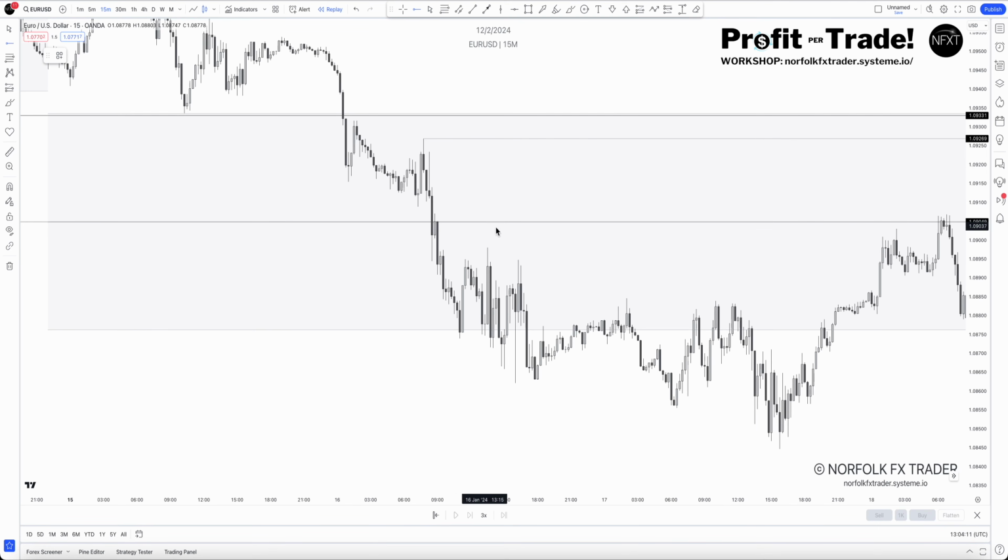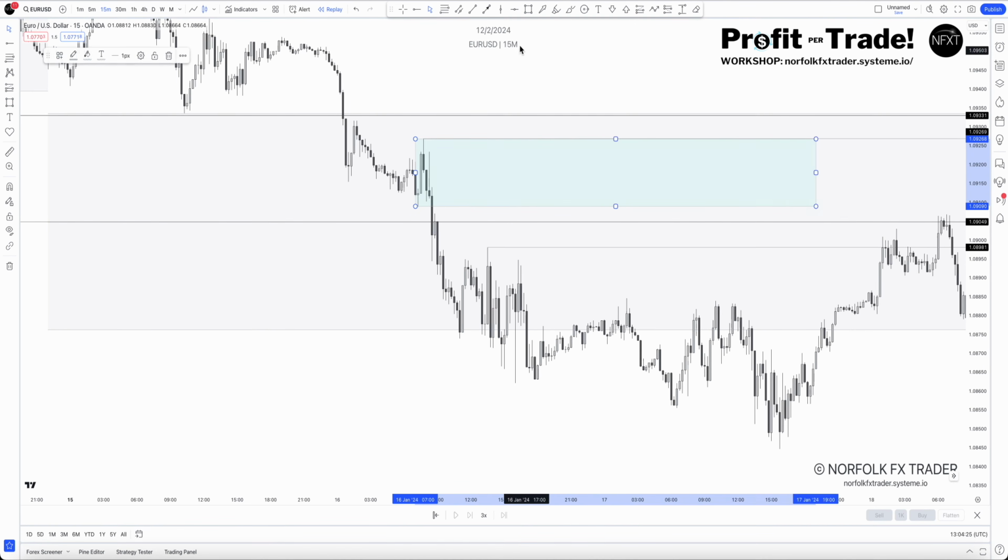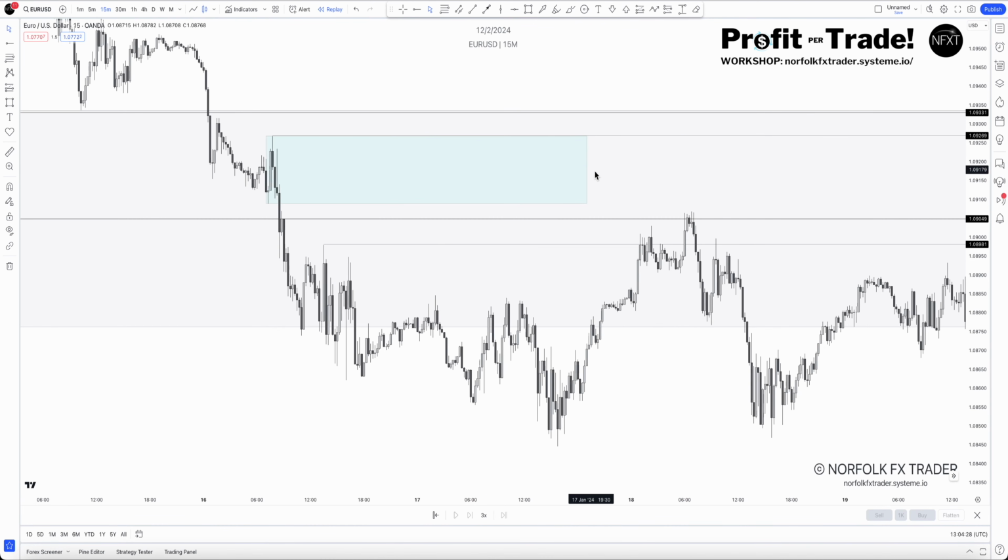And this will be the 50% of that actual zone. We could actually take the 50%, but we're looking for those areas of supply. There is my area of supply on a 15-minute. So this would be my area I expect price to want to come back to.